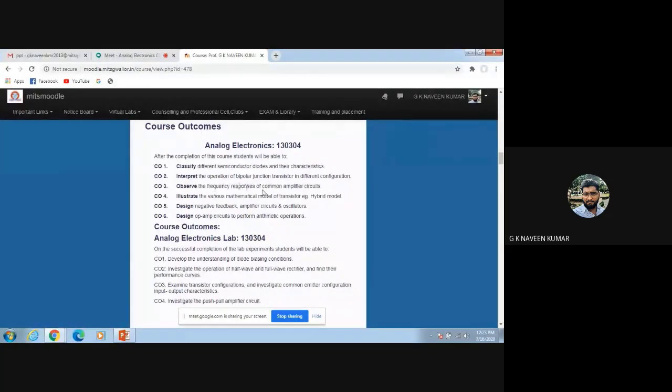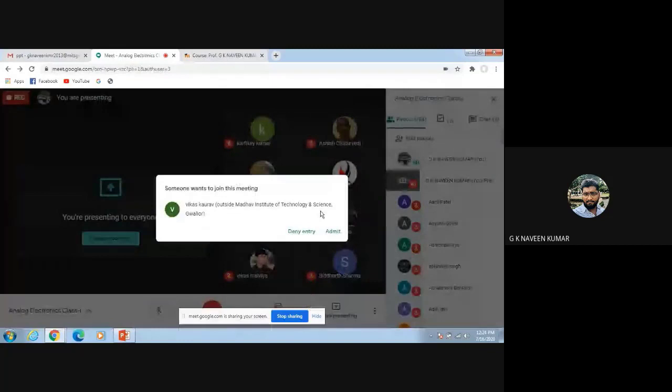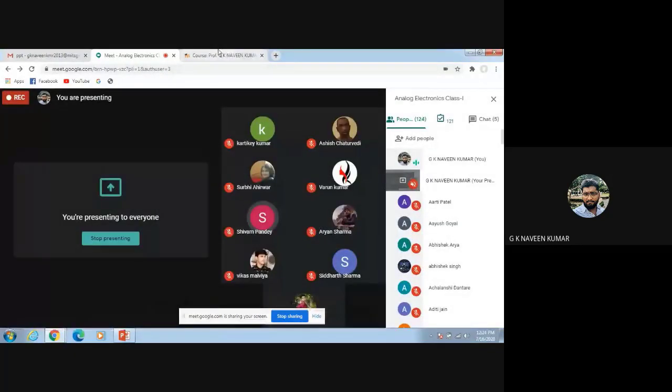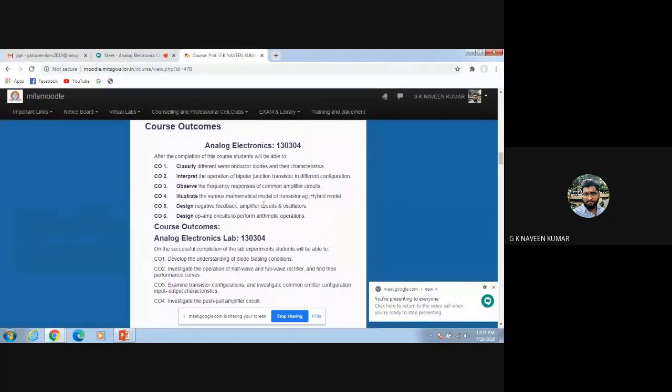And you can observe the frequency response of common amplifier circuits. We'll be discussing this in the virtual lab also. Most of these topics are covered as you have an analog electronics lab also. So the same things which we discuss theoretically, you can execute using virtual lab techniques.